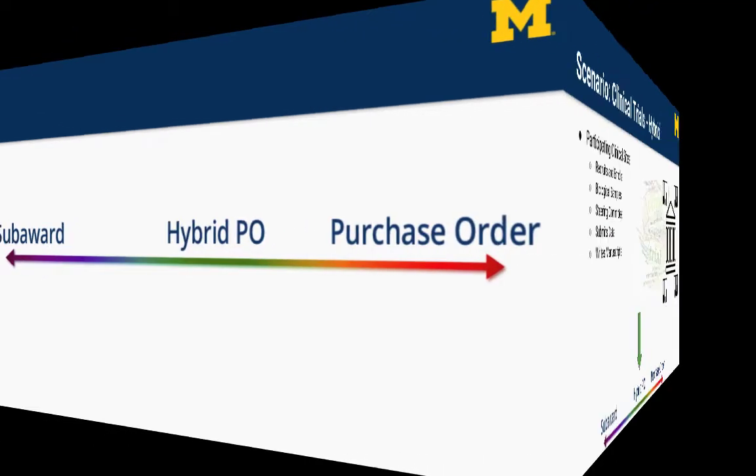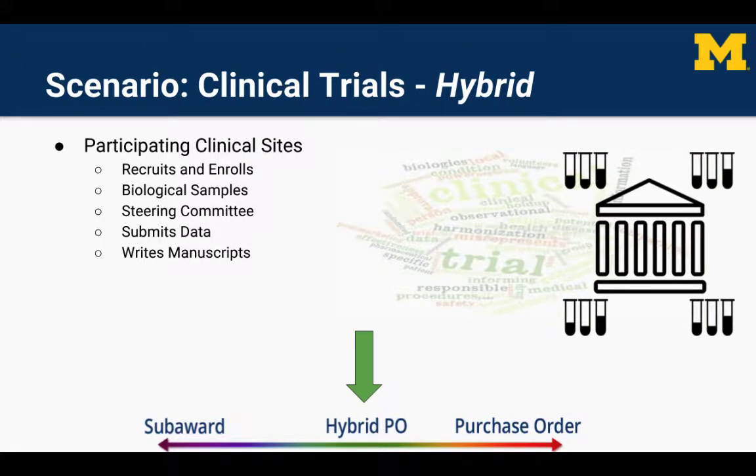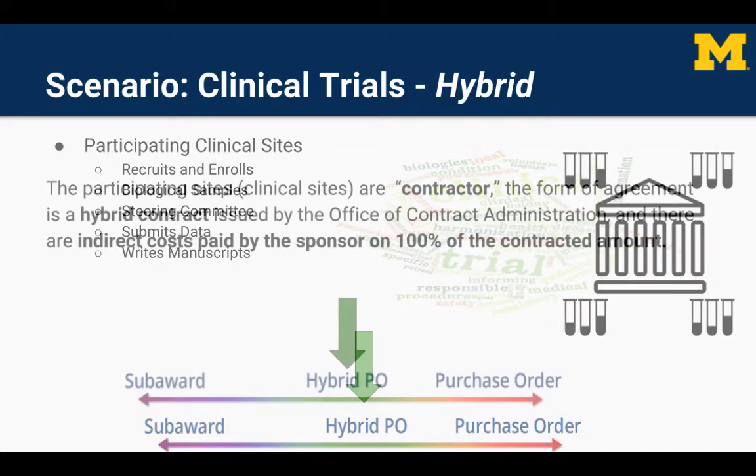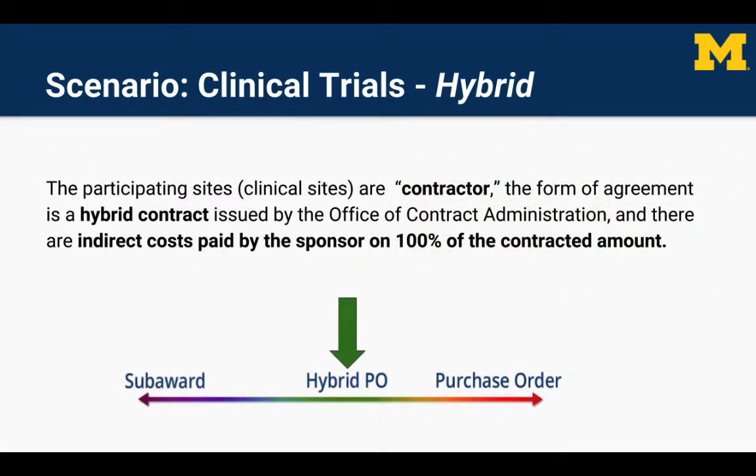Now let's add in 10 participating sites to the study that will implement the same protocol, which involves recruiting and enrolling study subjects in accordance with the established protocol written by Michigan and Utah, drawing blood samples, participating on the steering committee, submitting data to the Data Coordinating Center, and providing input and assisting with the preparation of manuscripts. The participating sites are contractors. The form of agreement is a hybrid contract issued by the Office of Contract Administration. Indirect costs are paid by the sponsor on 100% of the contracted amount.